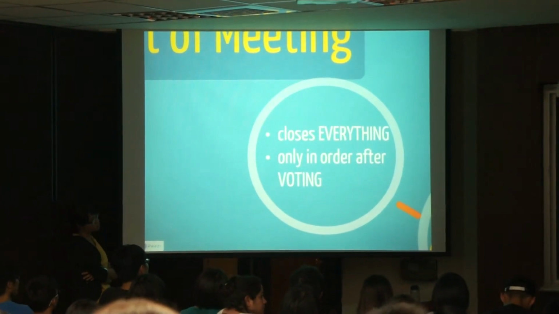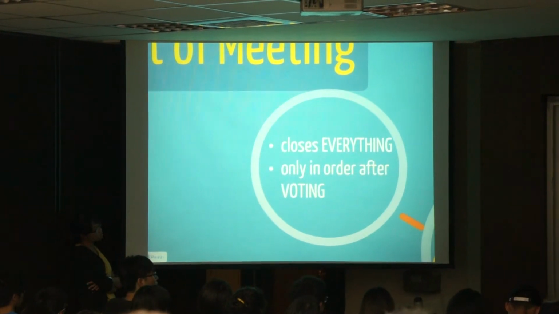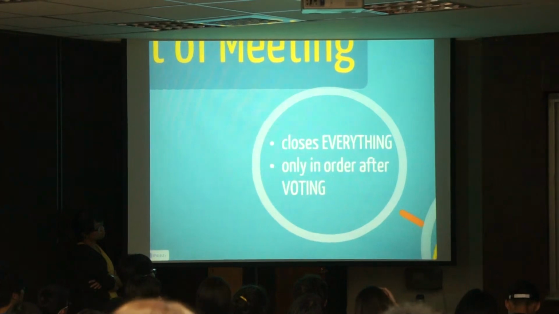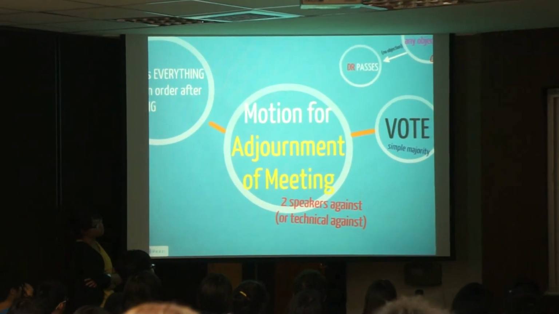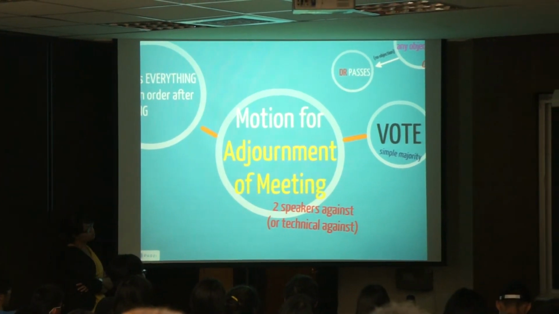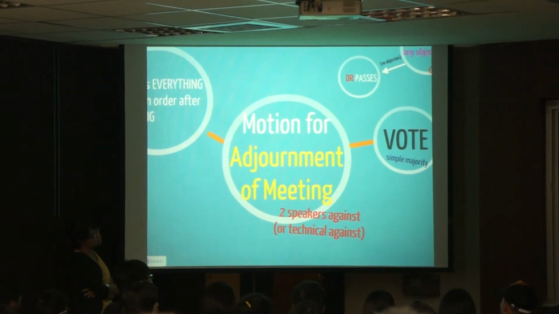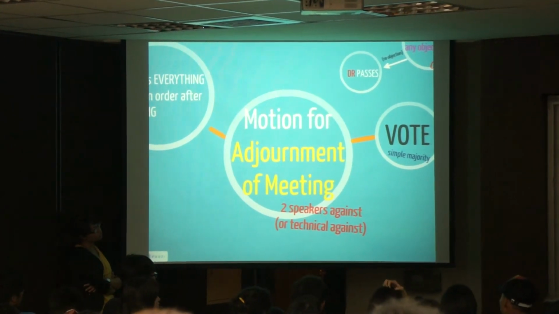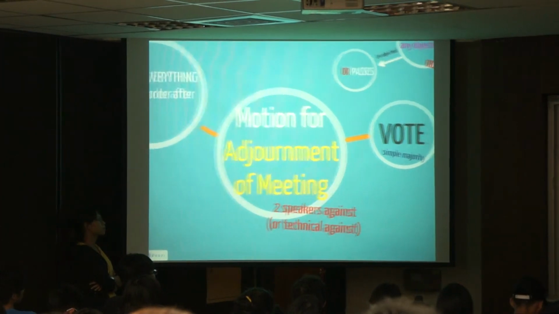So what is adjournment of meeting? It closes everything and it's only in order after voting. You cannot motion for adjournment of meeting before any DRs are voted upon. And after the motion for adjournment of meeting, it also requires 2 speakers against. But basically, there will be no delegate against adjournment of meeting because everyone wants to go home, and you can do nothing after the voting procedure. So basically, there will only be technical against for most of the time.